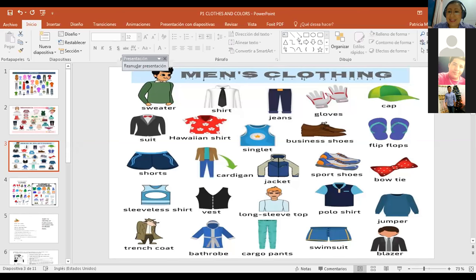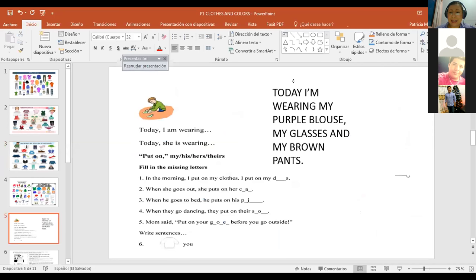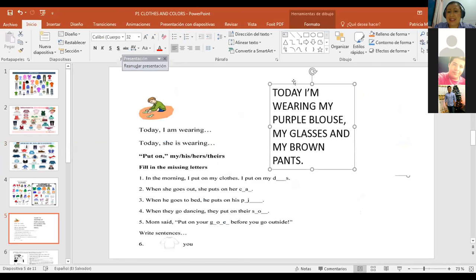Yo sería voluntario para empezar. Okay, Emmanuel, please, go ahead, adelante. Bueno, aquí está cómo ando vestido. Today I am wearing my blue polo shirt and my favorite pants. Excellent, very good. Thank you, Emmanuel. Okay, who else? ¿Quién más?